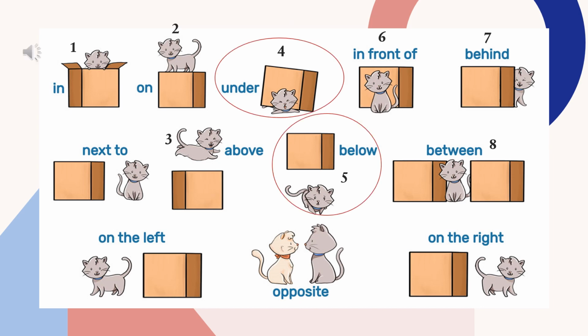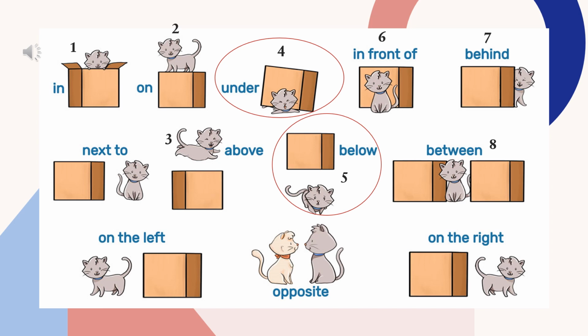When we come to the fourth picture, you can see that the cat is at a lower level than the box. So we have used the preposition under. In the fifth one also the situation is same, but the cat and the box are not touching each other. So the cat is at a very lower level as compared to the image number 4. So in fifth image we have used the preposition below because the cat is at a very lower level than the box.